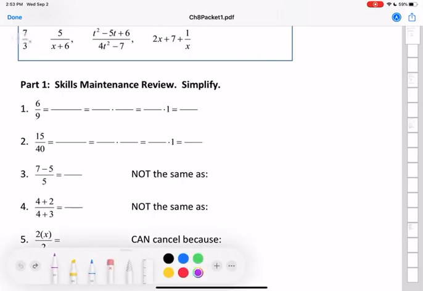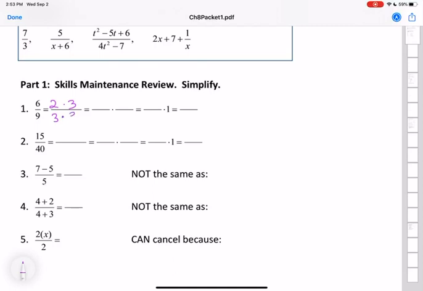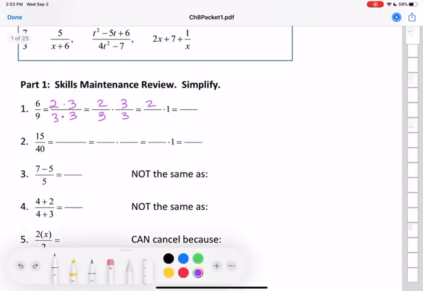For this first one, I have 6 over 9. If I wanted to, I could break this apart into 2 times 3 over 3 times 3. That equals 2 over 3 times 3 over 3. 3 over 3 is just 1. So really, 6/9 reduces down to 2 over 3.